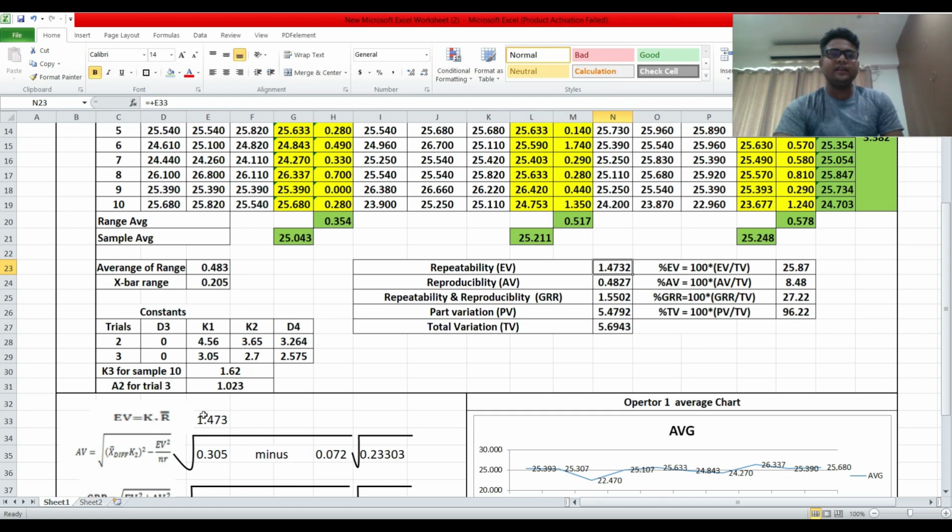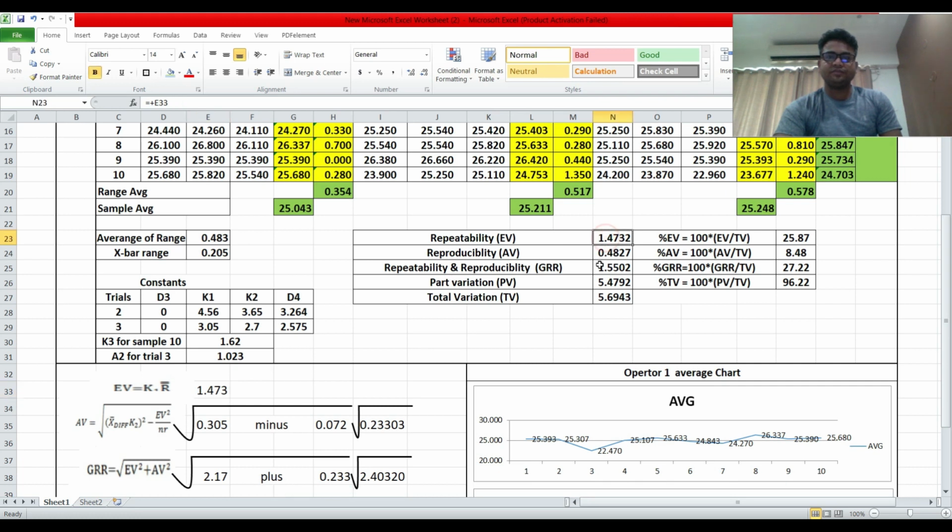So what is the formula of EV? The formula of EV is EV equals K1 times R double bar. Here I have calculated K1 for 3 trials as 3.05, and your R double bar value is 0.483 in this case. So when we multiply 3.05 into 0.483, we will get the EV value 1.48473.